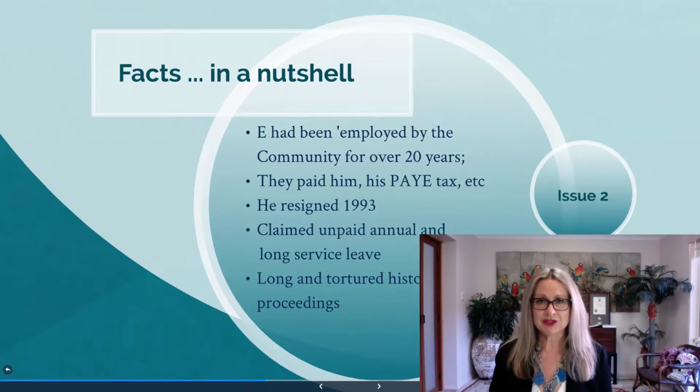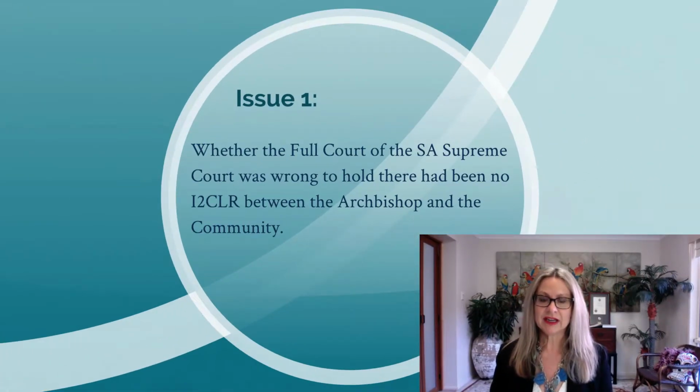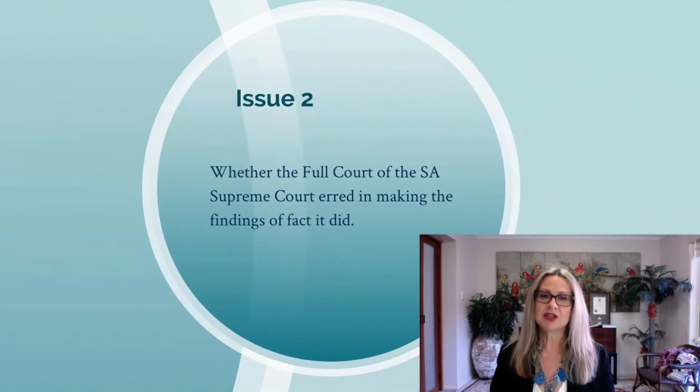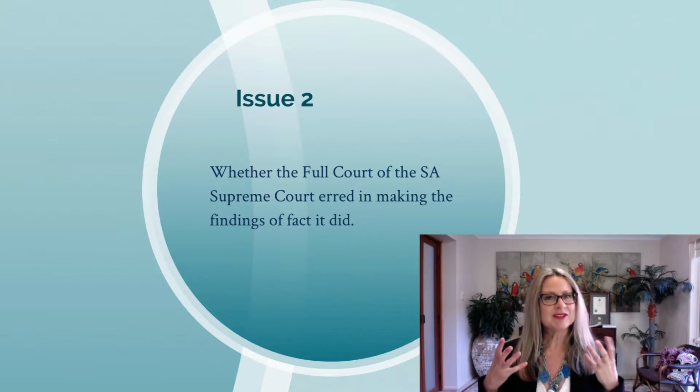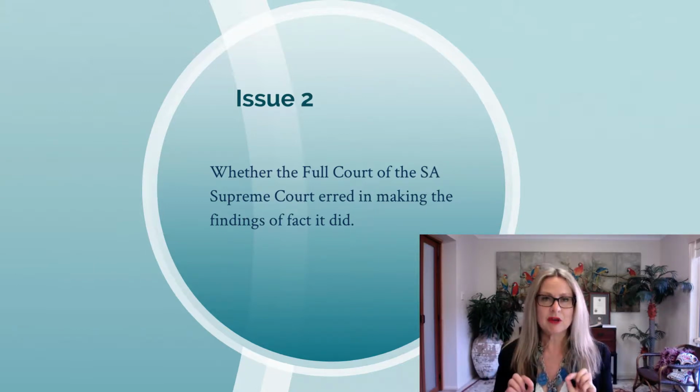What were the two main issues? Firstly, whether or not the full court of the SA Supreme Court was wrong to hold that there was no intention to create legal relations between the Archbishop and the community. And the second issue was whether the full court of the SA Supreme Court erred in making the findings of fact that it did. So here we start to see some of the benefit of looking at the actual case rather than just the extract in the casebook.